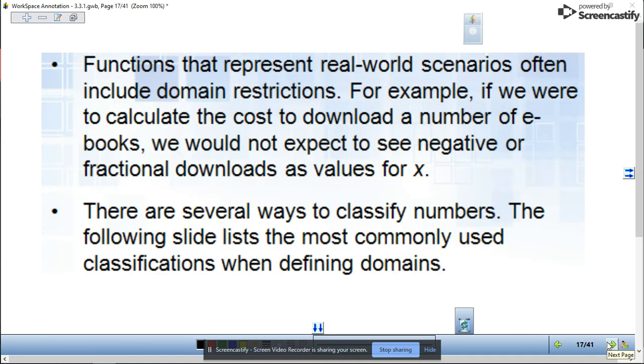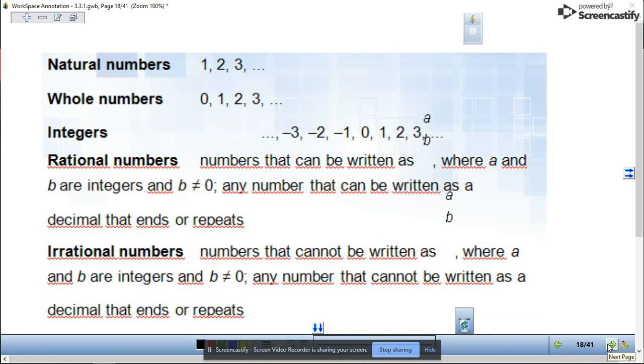All right. Functions that represent real-world scenarios often include domain restrictions. That's what we were just talking about. For example, if we were to calculate the cost to download a number of ebooks, we would not expect to see negative or fractional downloads as values for x. There are several ways to classify numbers. The following slide lists them, so make sure you know these. Most of these you should know, but some of you won't. Don't worry about the notation. I know it looks a bit weird.